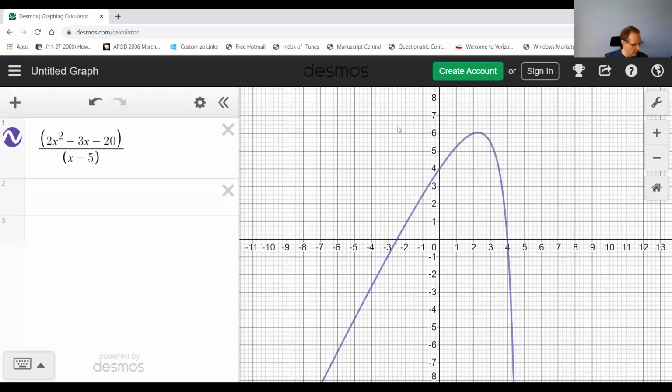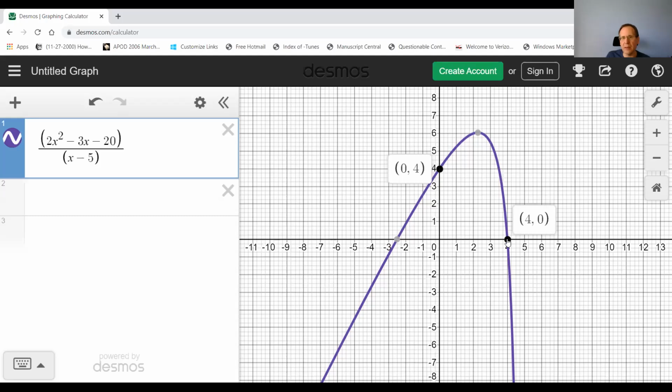Okay, so here is that function that we just looked at, 2x squared minus 3x minus 20 over x minus 5. Remember, we factored the numerator, so it became x minus 4 times 2x plus 5 over x minus 5. And when we plugged in 0 for x, we found the vertical intercept, so that was right here at 0, 4, right? So that makes sense. And then when we set the numerator equal to 0 and solve for x, we found that x equals 4, so that's one of the horizontal intercepts, 4, 0. And then the other one was at negative 5 halves, so negative 2.5, right, is 5 halves, 0.